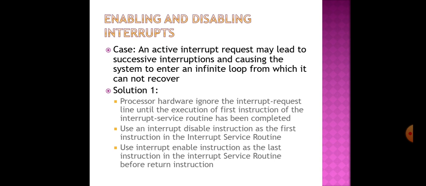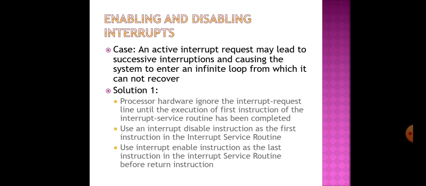First solution is the processor hardware ignores the interrupt request line until the execution of the first instruction of the interrupt service routine has been completed. That means a device requested an interrupt and the processor accepted it and started execution of the corresponding interrupt service routine. Until the completion of execution of the first instruction of the interrupt service routine, the processor ignores the interrupt request line in order to prevent further interrupts, and as the first instruction it puts the interrupt disable instruction.